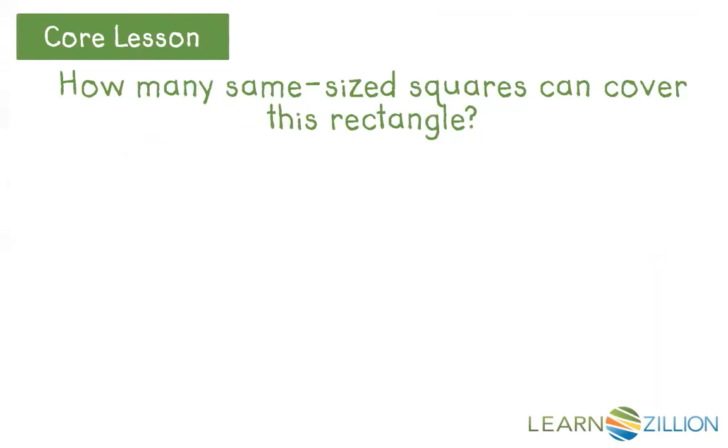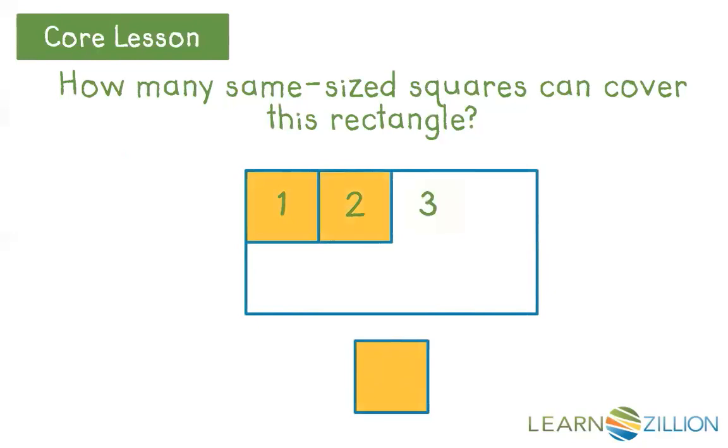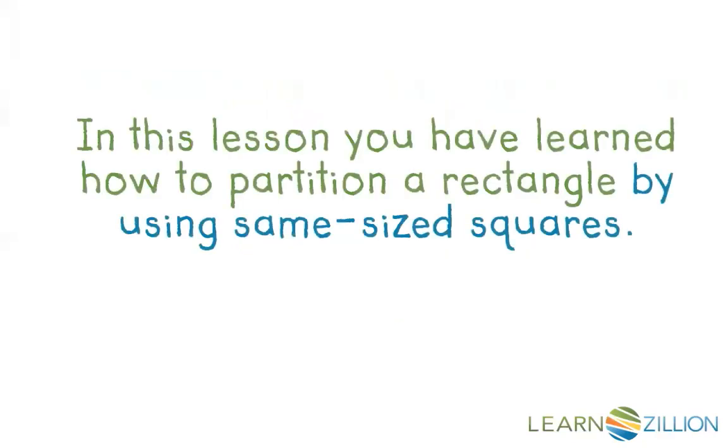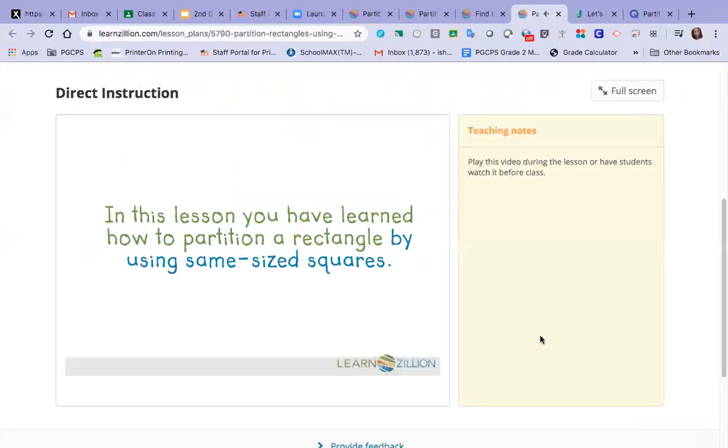How many same-sized squares can cover this rectangle? 1, 2, 3, 4, 5, 6, 7, 8. This rectangle has been partitioned into 8 same-sized squares. In this lesson, you have learned how to partition a rectangle by using same-sized squares.